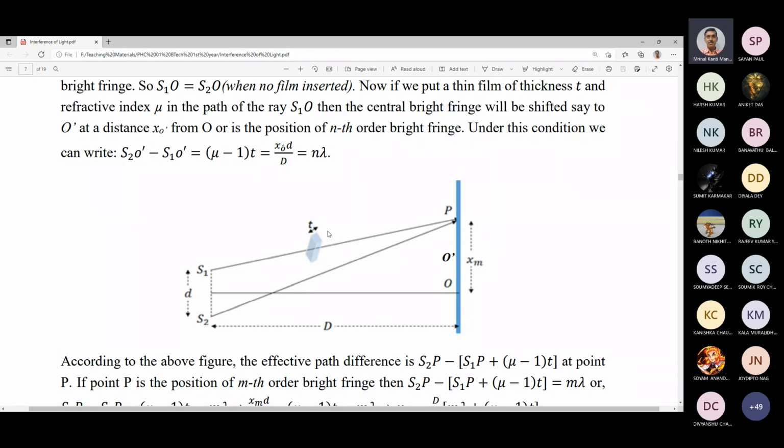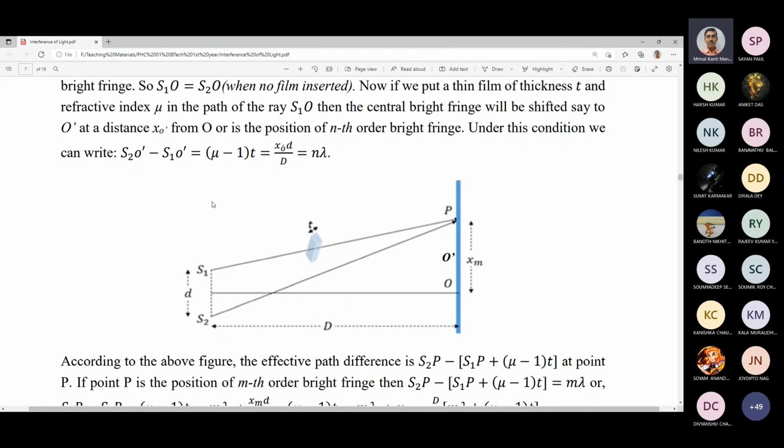Initially, when this material is absent, the central spot is present here. But when we put this material, the central spot will be located somewhere in this region, right? Because for the central position, the path difference is 0. So if we introduce some extra path in one of the beams, then the other beam must also travel that same amount of path. That means the point O will be shifted somewhere in this region. So we consider the position to be this O, right?